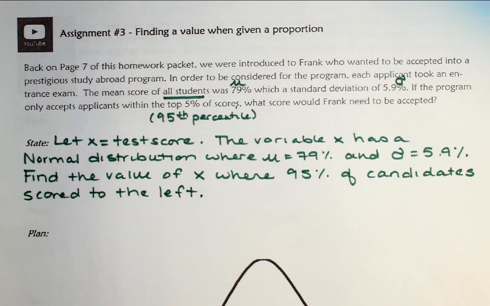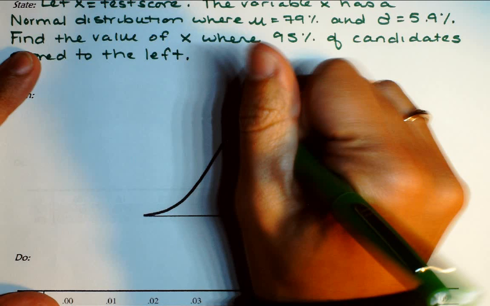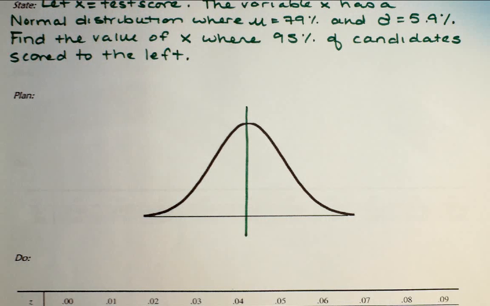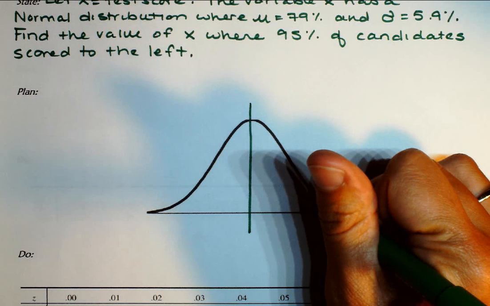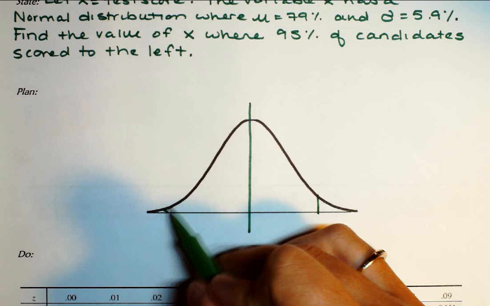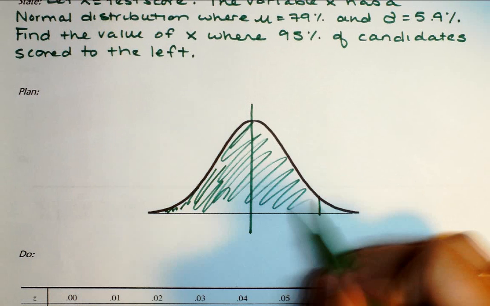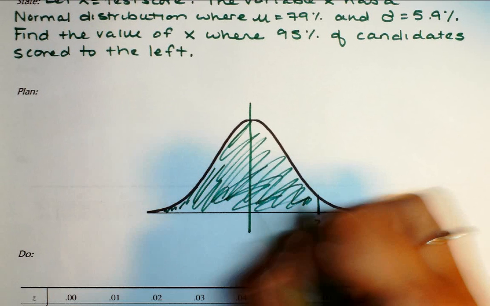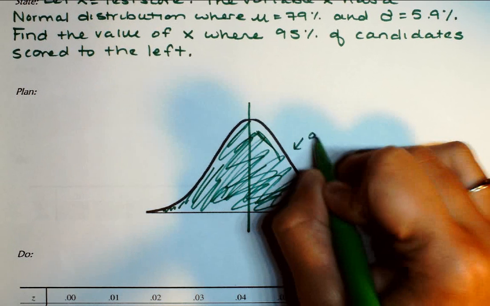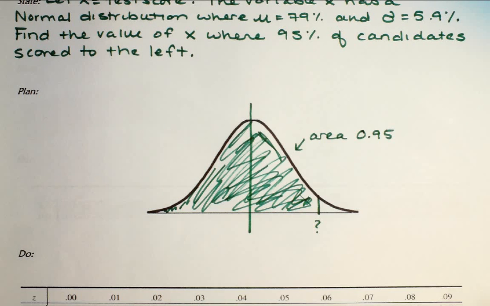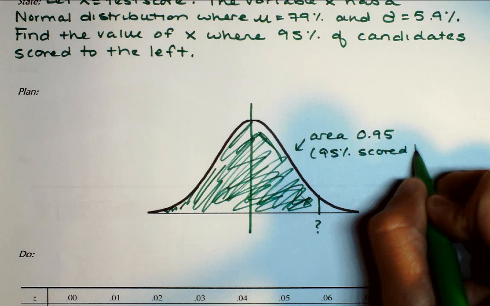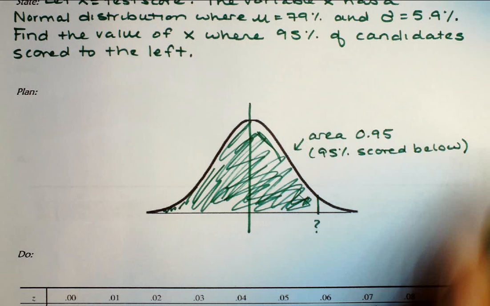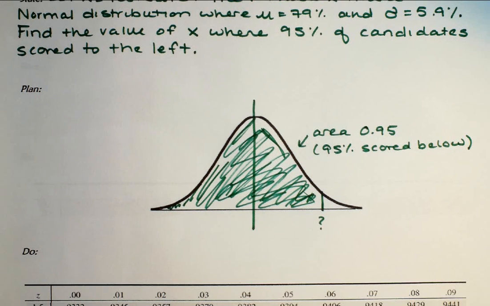So looking at our normal curve, we know that right down the middle is going to be our mean. And we know that 95% is going to give us somewhere around here. So we're looking for all this. What value would have to be here in order for all of this area to be shaded? So this area is 95% or 0.95. Another way of saying that 95% scored below. So the first thing we need to do is identify the z-score that's needed to get this amount of shading.